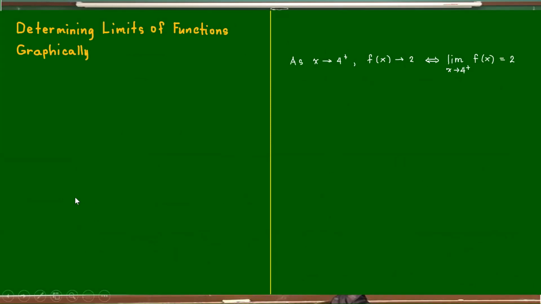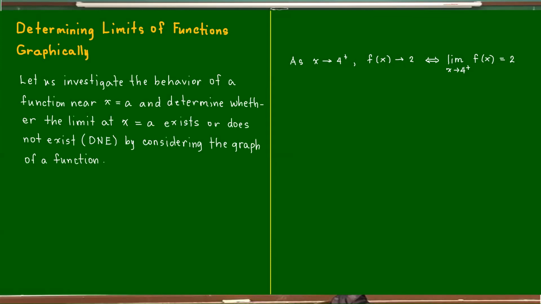What about determining limits of functions graphically? What we had last time, no? Let's say we want to investigate the behavior of a function near x equals a, and to determine whether the limit at x equals a exists or does not exist. We are going to write in short form does not exist by DNE. So when I say DNE, it means does not exist. Or if you want small letters, dne. Okay, guys?